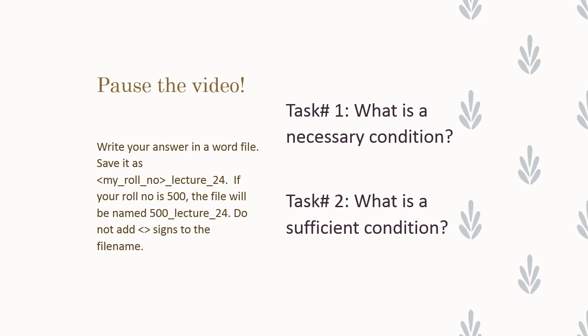Pause the video, write your answer in a Word file and save it as my roll number underscore lecture 24. Task 1 says, what is a necessary condition? Task 2 says, what is a sufficient condition? Let me give you a hint. In discrete structures, you read about implication. Both of these questions and both of these conditions have got something to do with the logical implication. Find out.